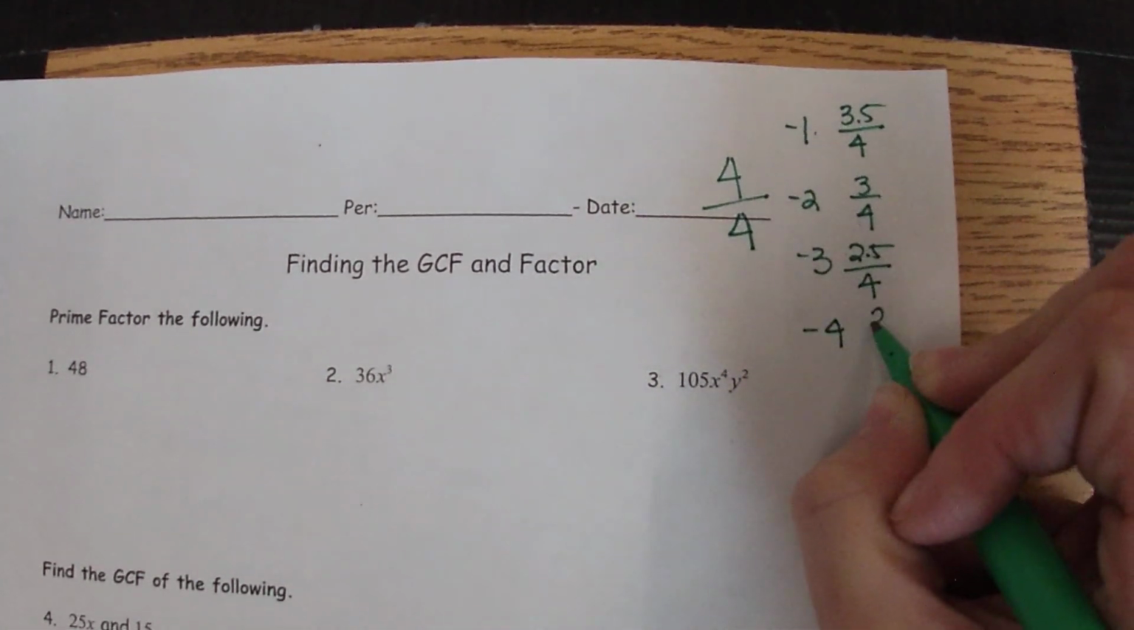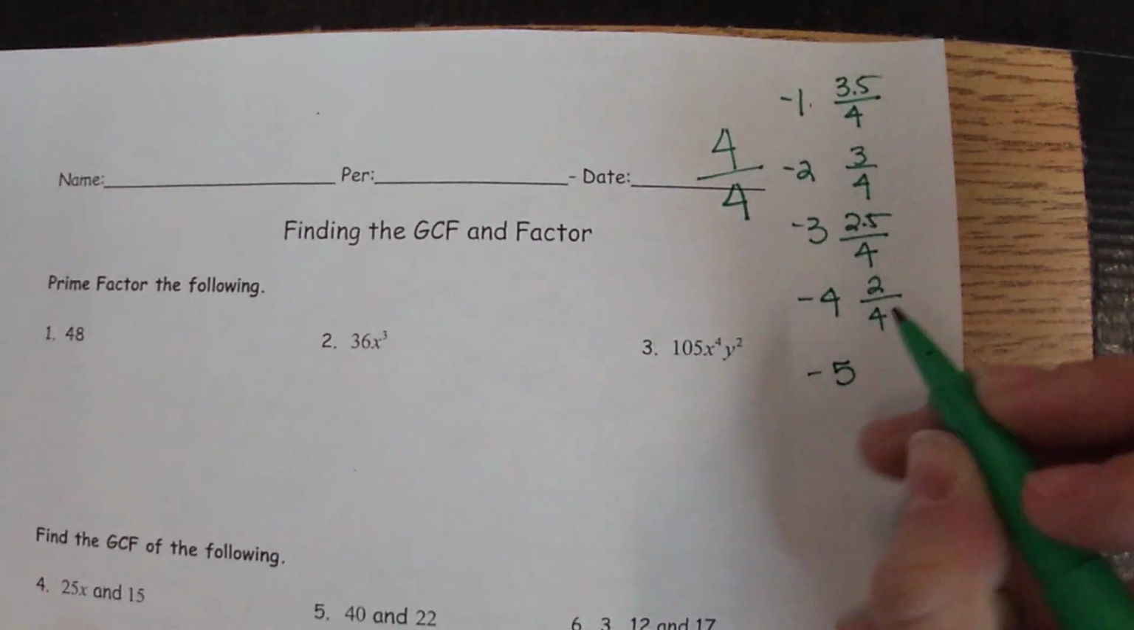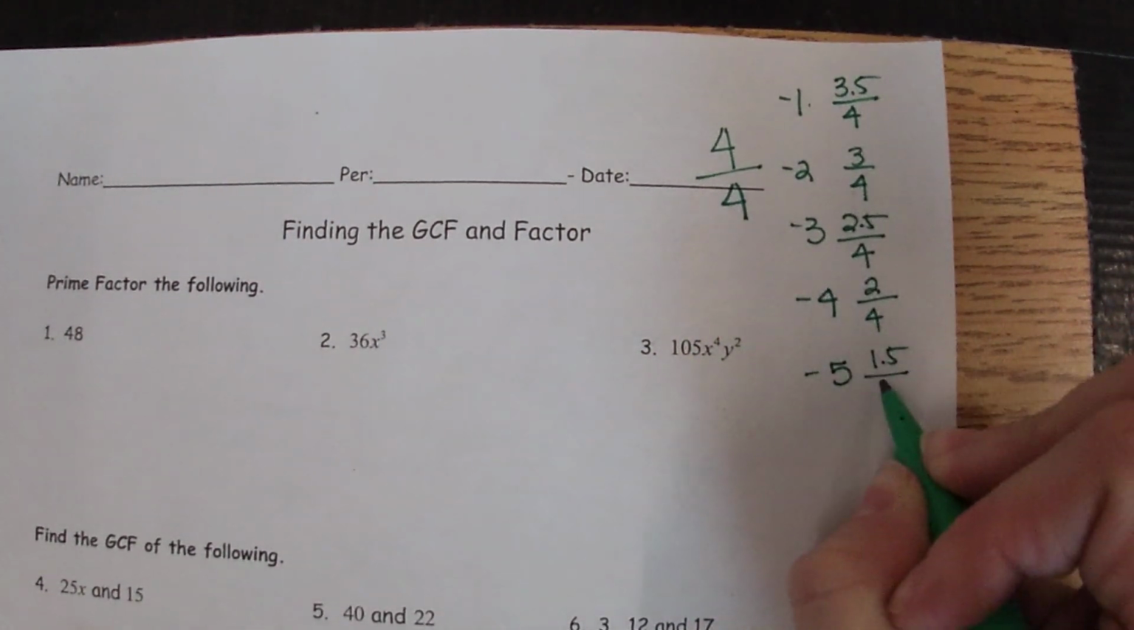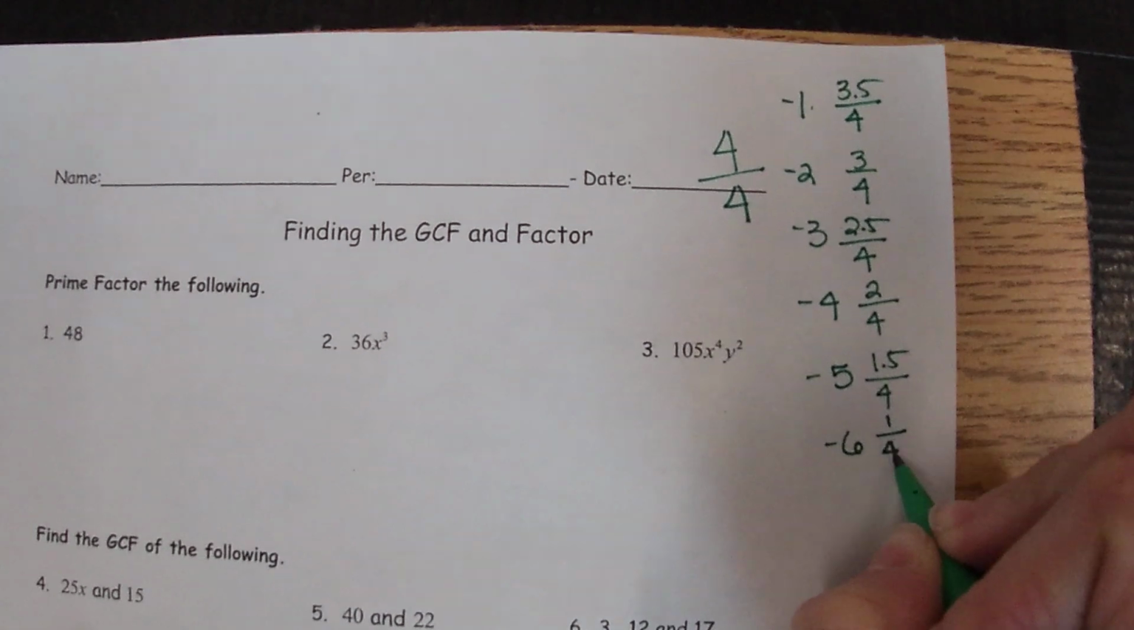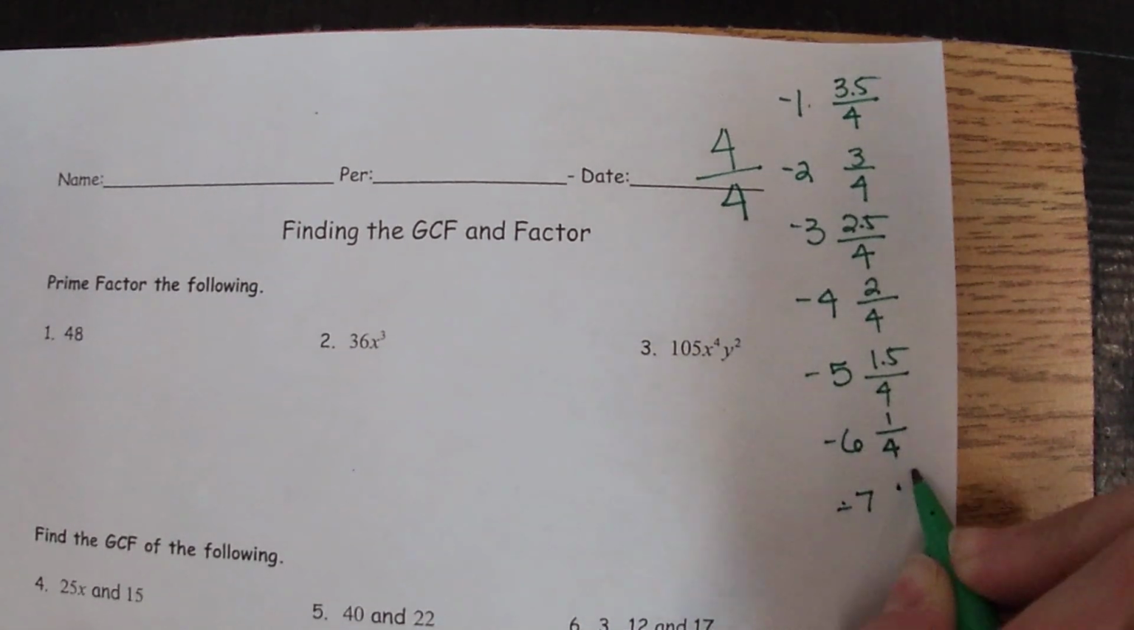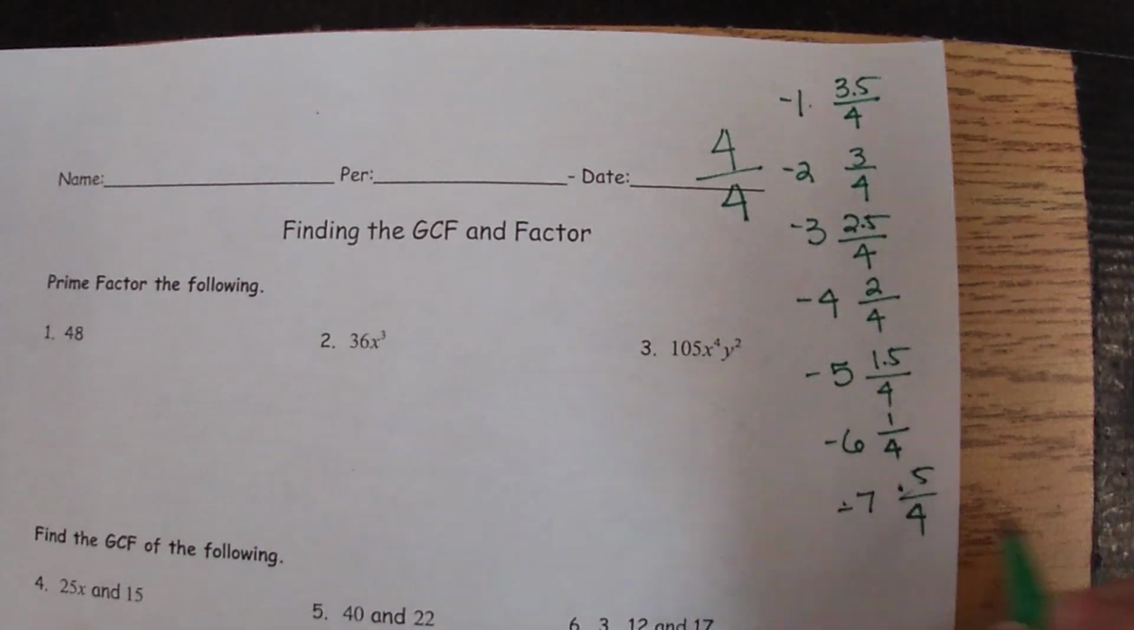If you didn't do 4, it's a 2. If you didn't do 5, it'll be a 1.5. If you didn't do 6, it'll be a 1. If you didn't do 7, it'll be a 0.5. And if you didn't do 8, it will be a 0.